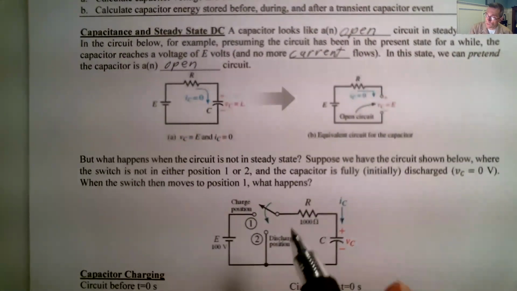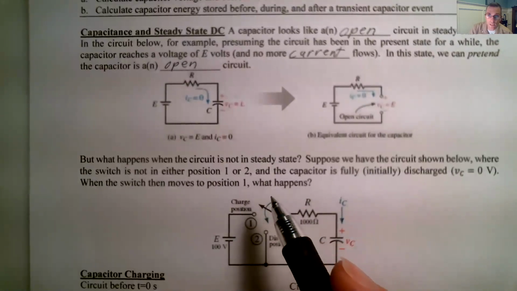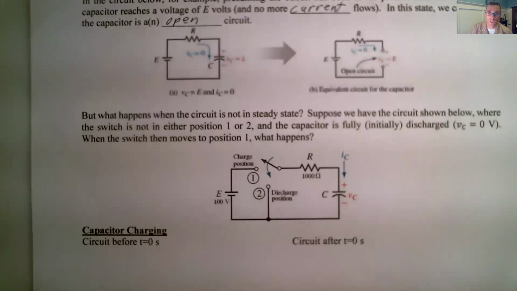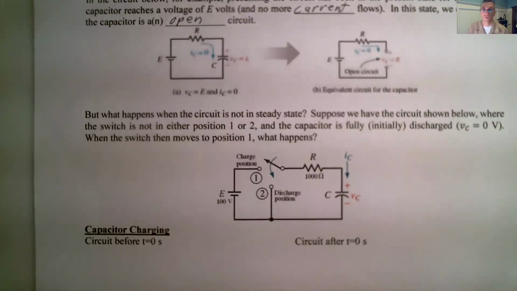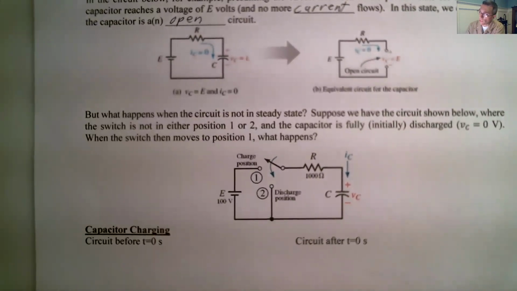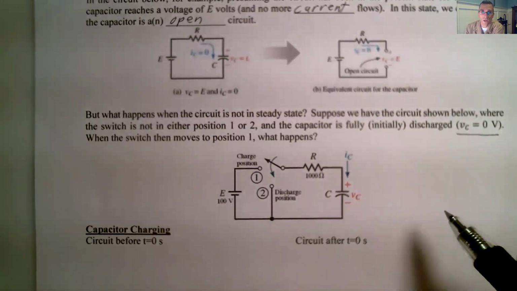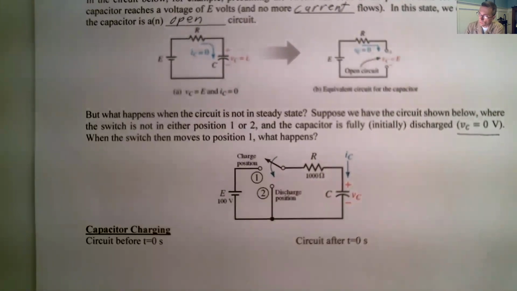Now, what happens when the switch is not in steady state? So we've got the circuit shown below where the switch is not in either position 1 or position 2, and the capacitor is fully discharged, so it's got an initial voltage of 0. Switch is moved to position 1, what happens?